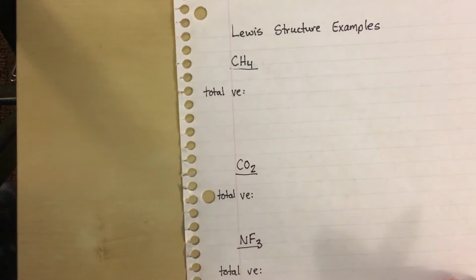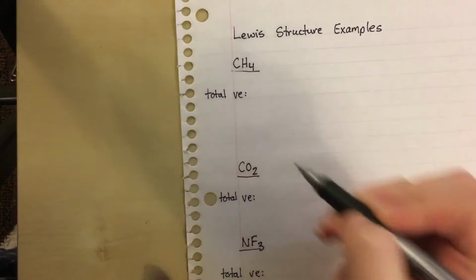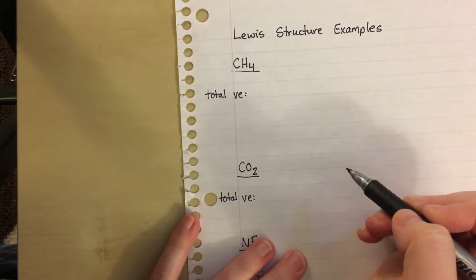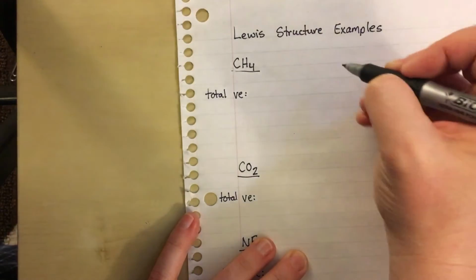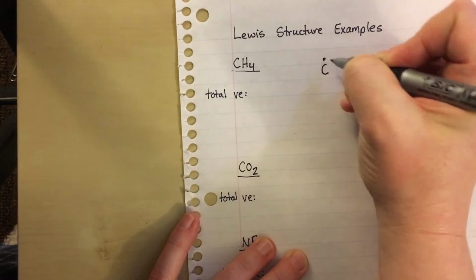I'm now going to show you some Lewis structures for compounds. If you'd like to pause the video before I draw each one just to practice, that would be an excellent way of challenging yourself. So first we're going to draw a methane molecule, or CH4. I'll begin by drawing the individual atoms and their Lewis structures.